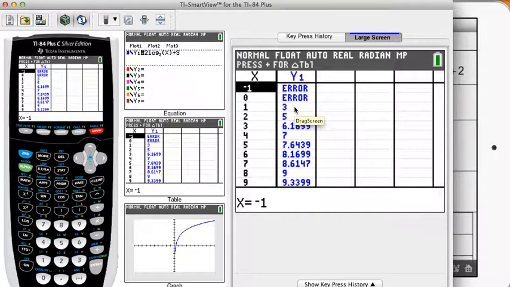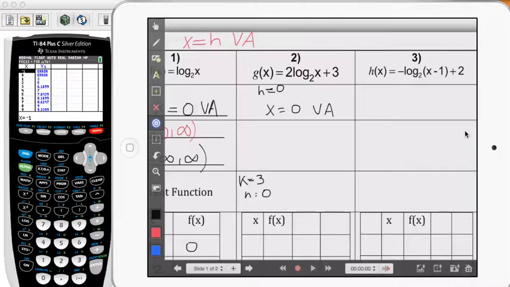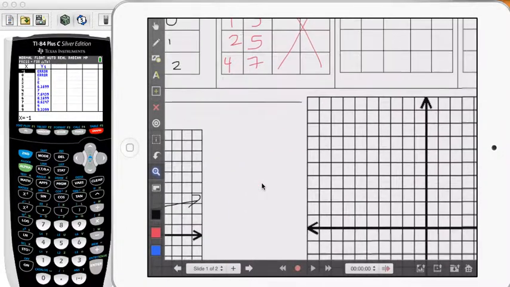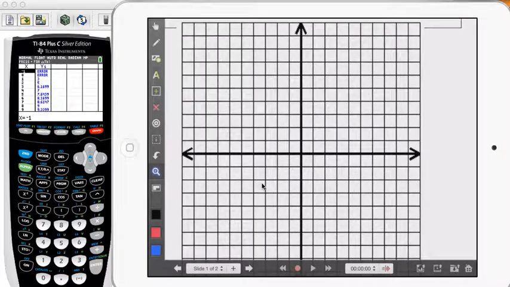Now let's go ahead and get some points to graph. So (1, 3), (2, 5), and (4, 7). Let me put that in. Now I want you to disregard the extra in your table. You're not going to be using that. So let's go ahead and graph these points. So x equals 0 is going to be my vertical asymptote.